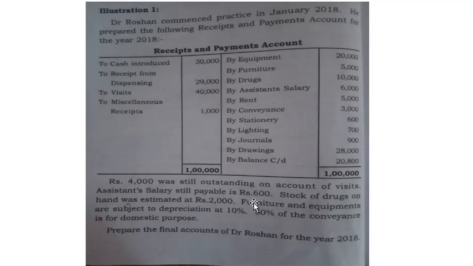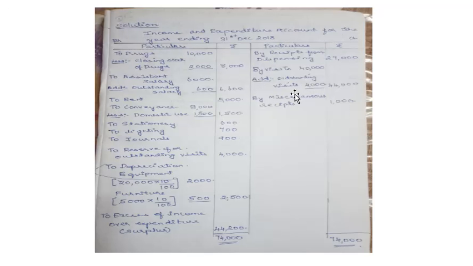Then see the adjustment. Is there any adjustment for visits? Yes, rupees 4,000 was still outstanding on account of visits. Outstanding is there, this is outstanding income. I have told you when there is an outstanding income you have to add that outstanding income to the concerned income. So you write here, add outstanding visit 4,000. So 40 plus 4, 44,000. Now when there is an outstanding income you have to add that to the concerned income. What I have done here is I have added and written 45,000.